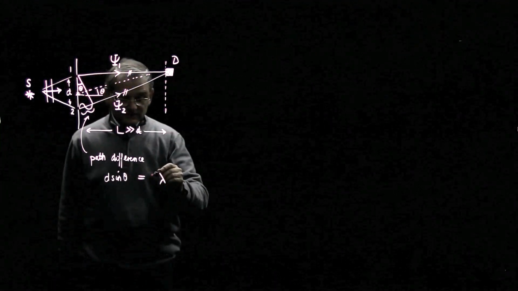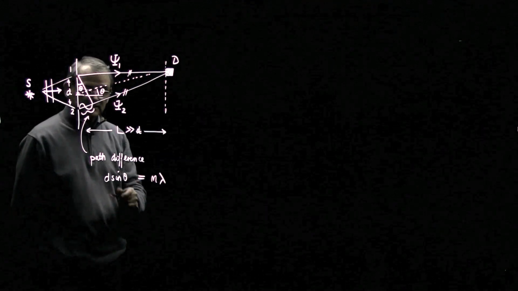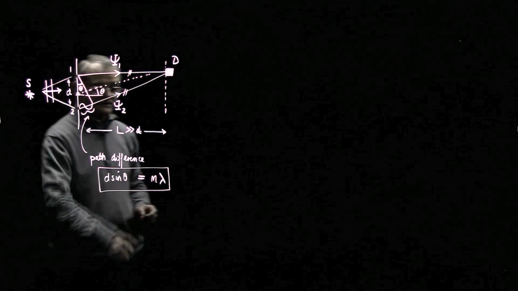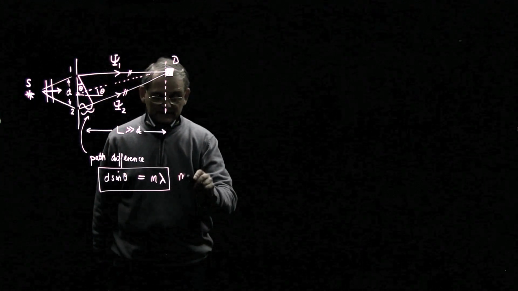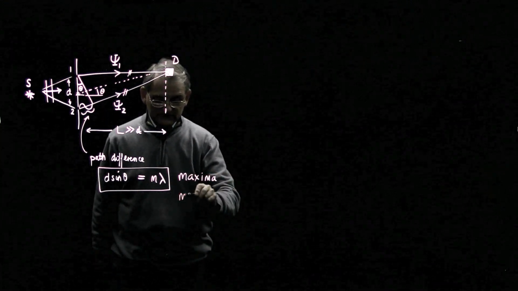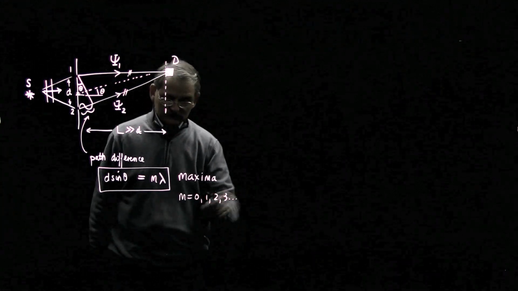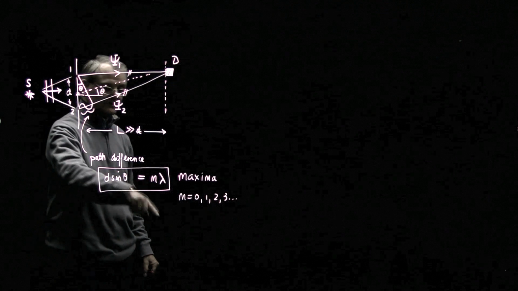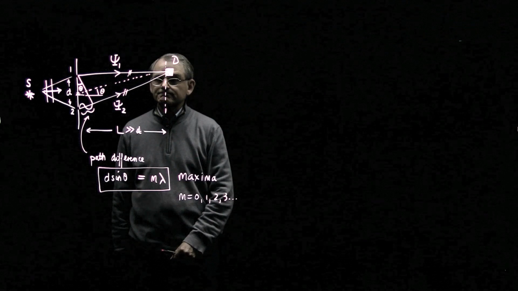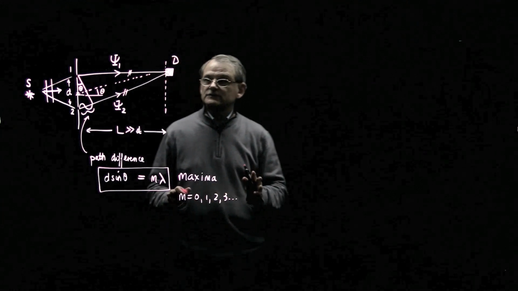In fact, I can write this quite generally. If the path difference d sine theta accommodates an integer number of wavelengths, then I get a maximum, where in this case m is 0, 1, 2, 3, etc. So to be clear, m is an integer. It should not be confused with the mass of the particle. It's simply an integer. And so this is a standard setup that you get with all waves.